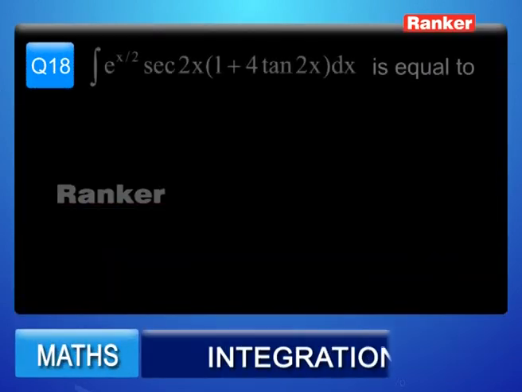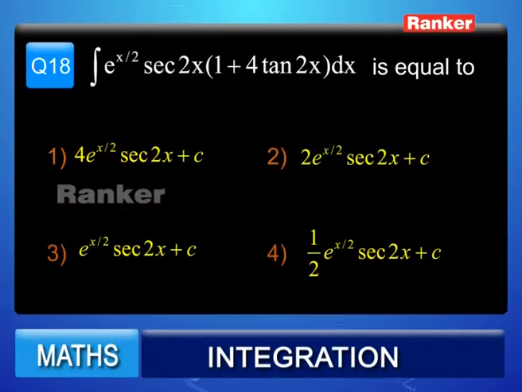So let us move to question number 18. Integral of e power x by 2 secant x secant 2x into 1 plus 4 tan 2x dx is equal to, first option 4 e power x by 2 into secant 2x plus c, second option 2 into e power x by 2 secant 2x plus c, third option e power x by 2 into secant 2x plus c, and fourth option e power x by 2 by 2 into secant 2x plus c.